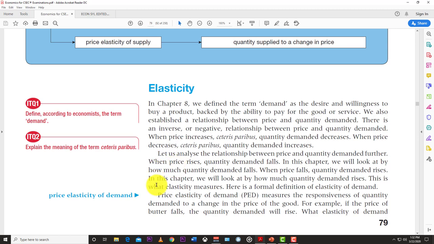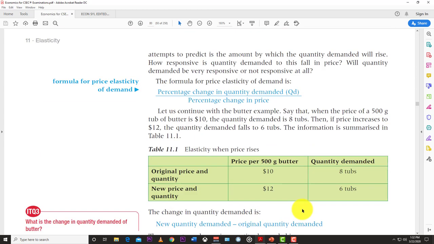What is it exactly? Price elasticity of demand, or PED, measures the responsiveness of quantity demanded to a change in the price of the good. For example, if the price of butter falls, the quantity demanded will rise. What elasticity of demand attempts to predict is the amount by which the quantity demanded will rise. Yes, it's going to rise because the price has gone down, but by how much, to what extent, to what degree is it going to rise? A lot, a little bit, not at all, in between. That's what elasticity is all about.